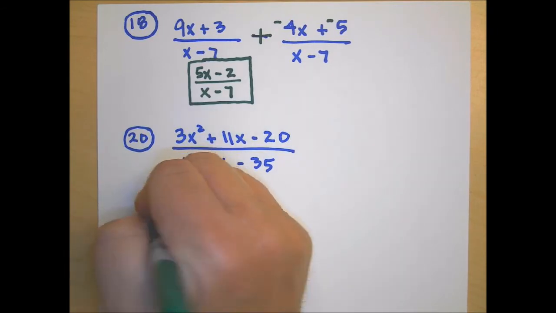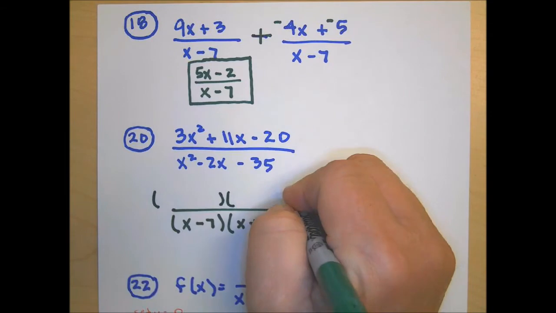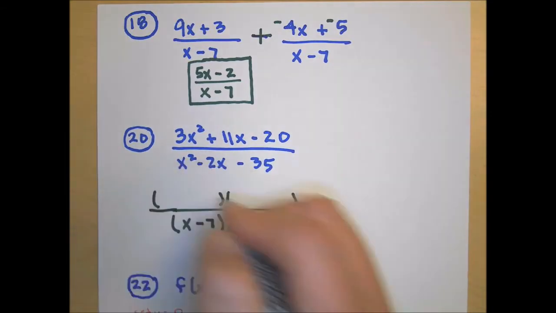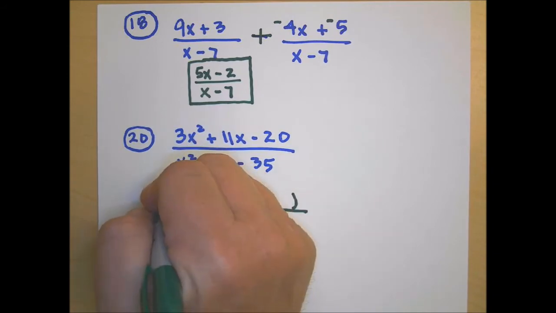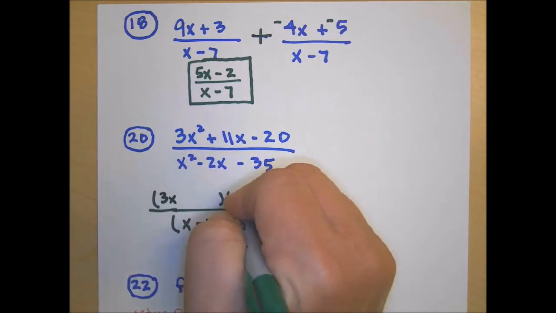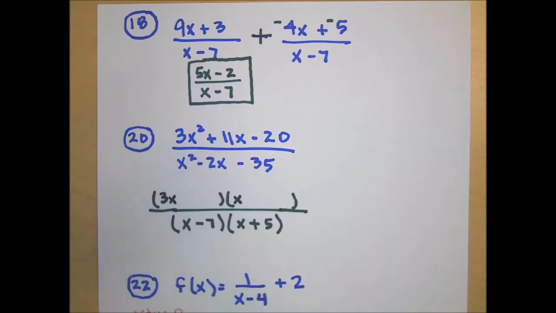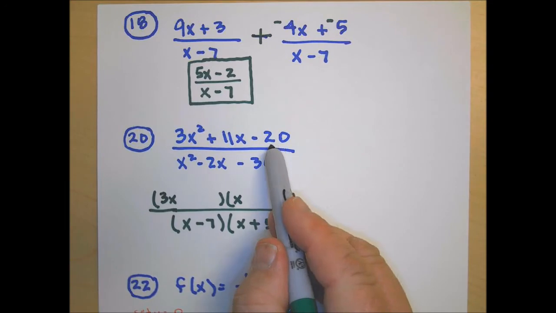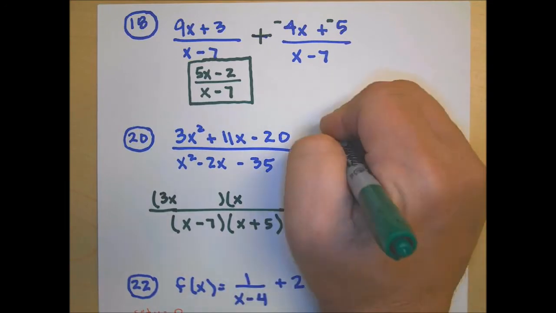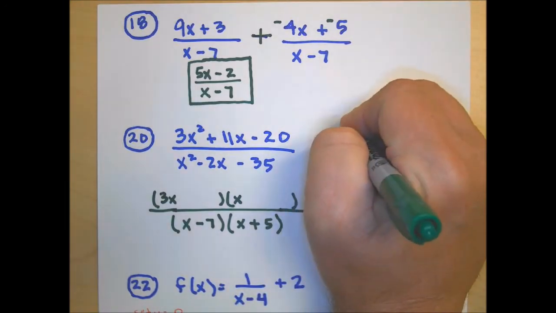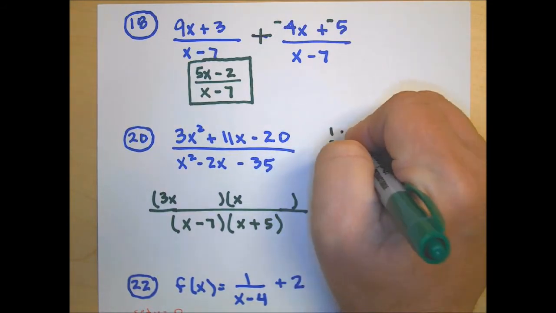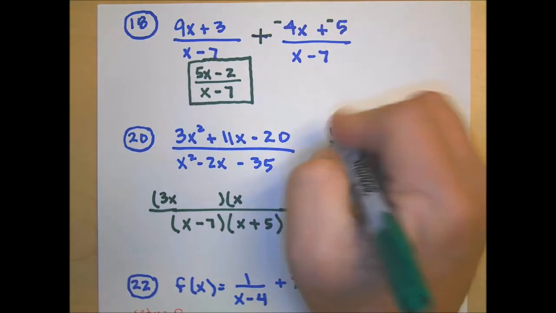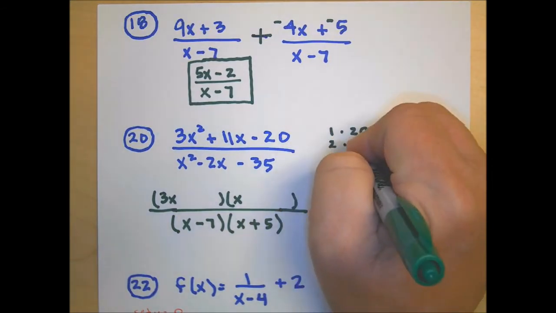Now the numerator, on the other hand, it's a guess and check. Now the first term is pretty easy. There aren't that many ways to achieve 3x squared. It's basically 3x and x. Now on the back end of this, we have negative 20. So we've got all these combinations. How do we get 20? Well, 1 and 20 would work. 2 and 10 would work. 4 and 5 would work.